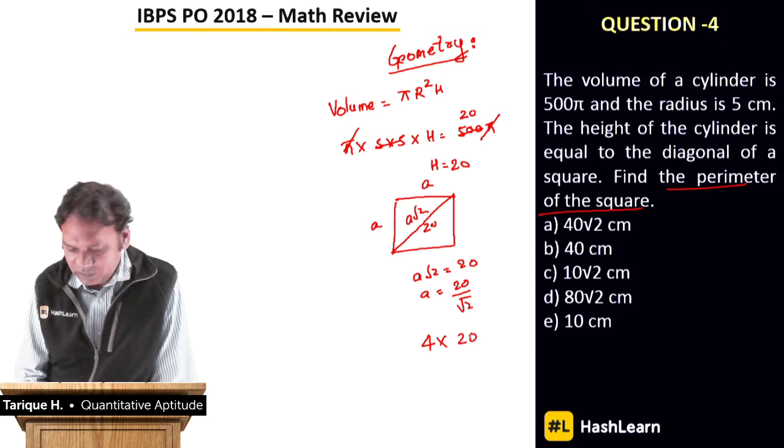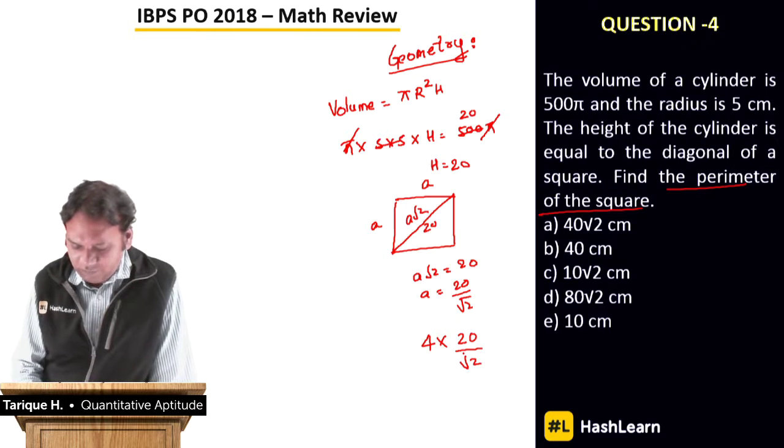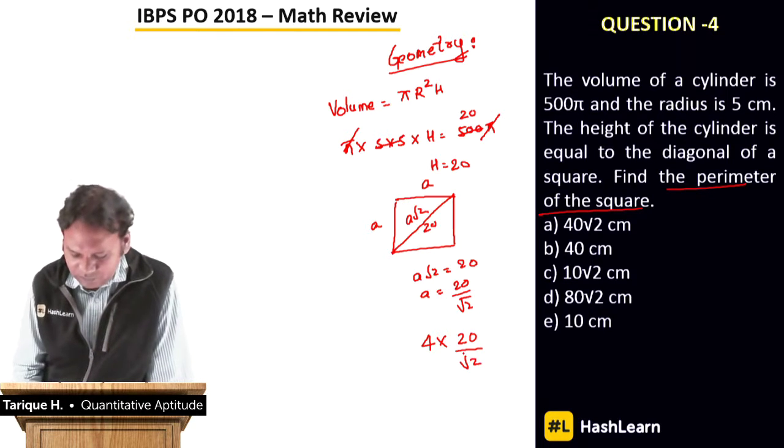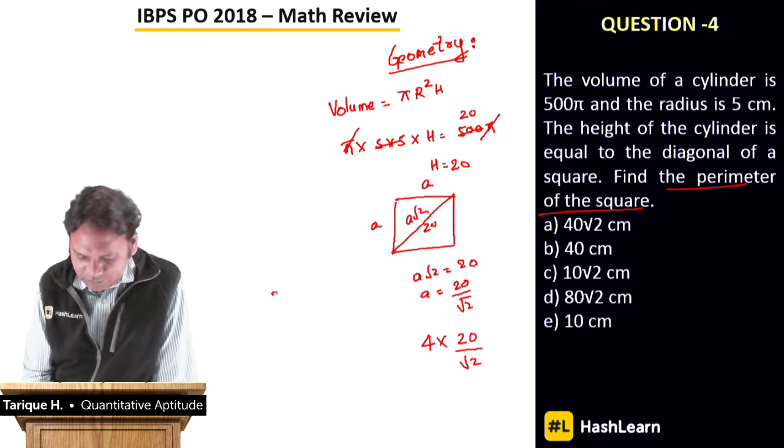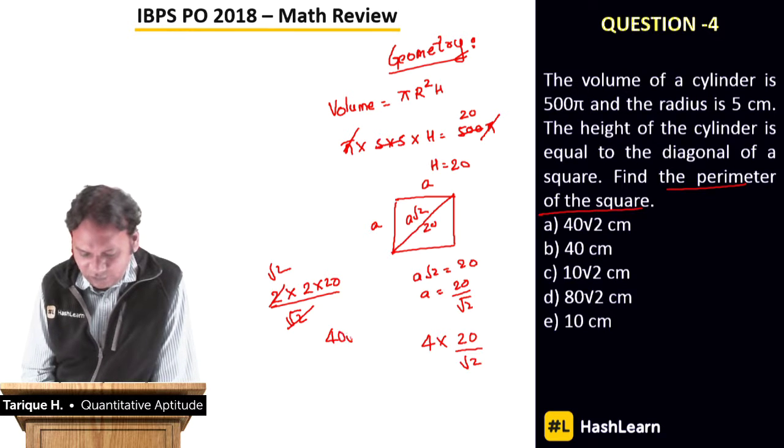So 4 times 20 by root 2. We can write it like this actually: at this 4, I'm writing 2 into 20 by root 2. And root 2 will cancel 2 root 2 times, and 20 into 2 is 40. So the answer should be 40 root 2.